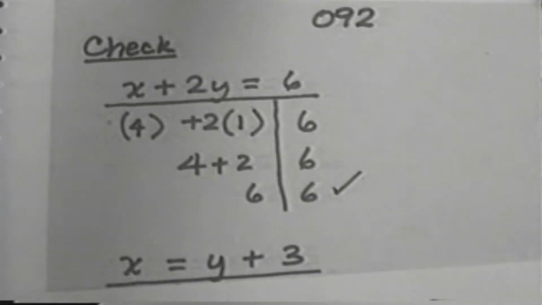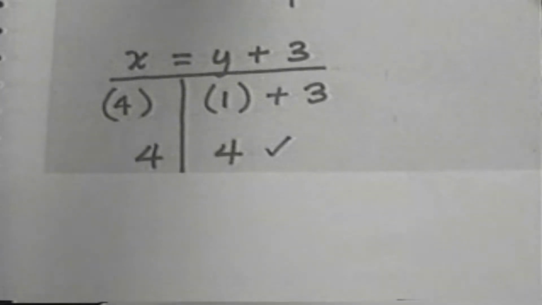For the other equation, x is equal to y plus 3. The T format, we have spaces for the x number and for the y number. The x number is 4. The y number is 1. And so we get 4 on the left and 1 plus 3 or 4 on the right, and that checks as well.